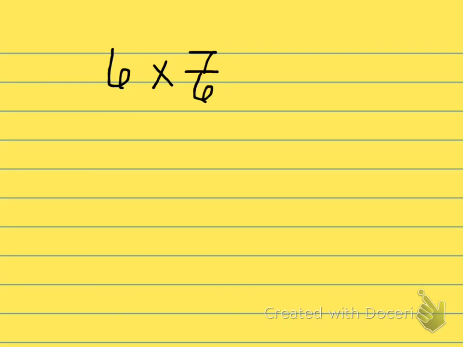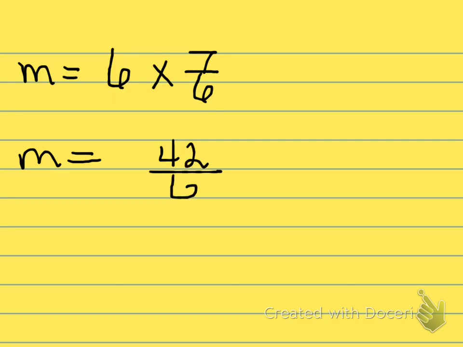Now we're going to go ahead and multiply our whole number times our fraction, and M is going to equal 6 times 7 is 42, and of course our fraction denominator stays the same. So 42 over 6. Now we're going to simplify.